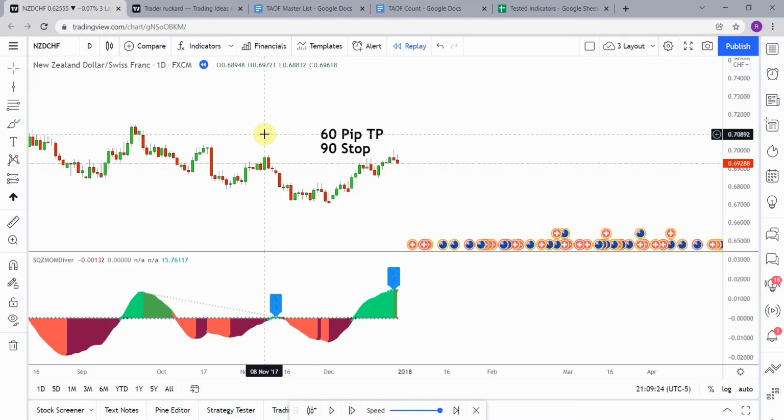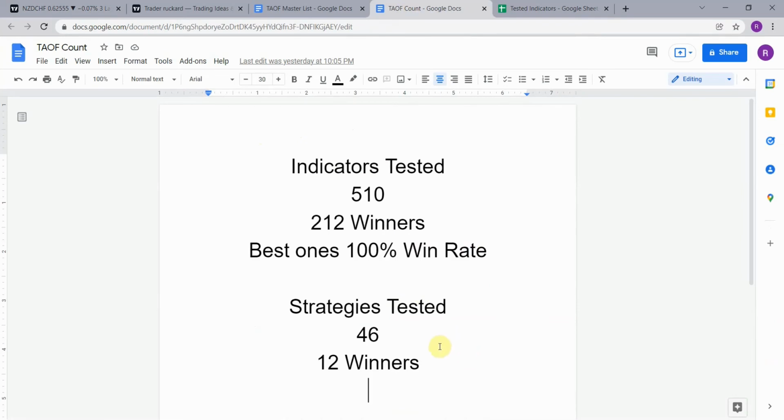Alright, as I said, today we will be testing the LB Squeeze Momentum Divergences indicator. Before we do though, I wanted to put the testing scoreboard up for everyone to see. So to date, we have tested a total of 46 different strategies, with 12 of them being profitable. We've also tested a total of 510 indicators, with 212 of them being winners. The best ones so far were able to achieve a 100% win rate.